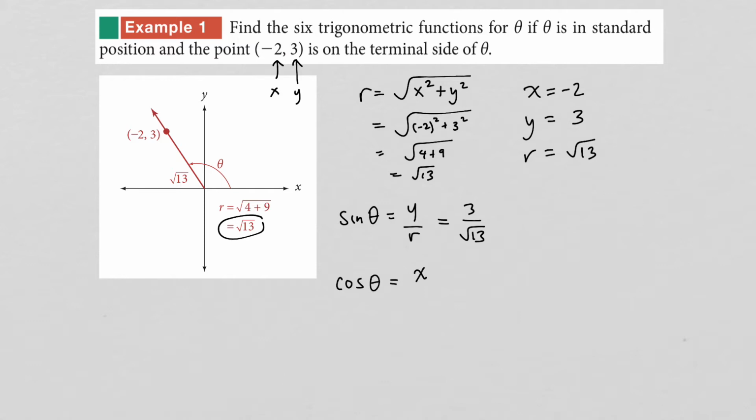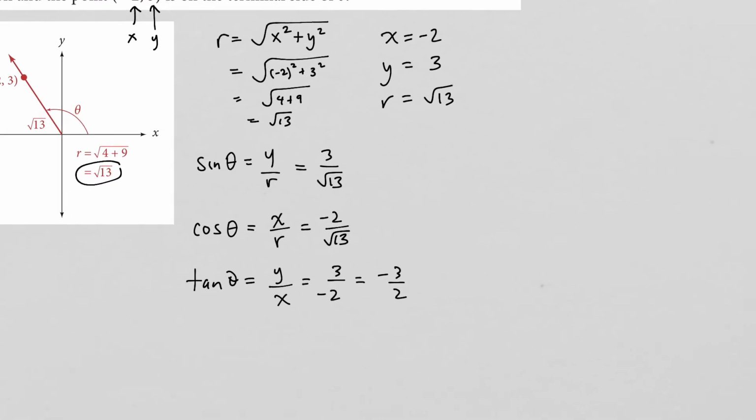Cosine of theta is x divided by r. X is -2. R is, again, the square root of 13. And the tangent of theta is y divided by x. And y is 3, and x is -2. And the only thing I would do here is I would rewrite this as -3/2. Now, once I have those, I can get the rest by knowing the reciprocal relations.